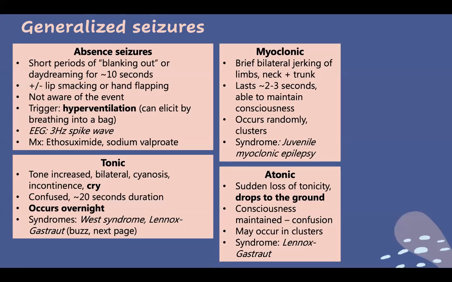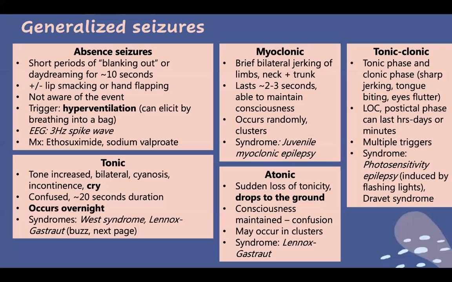So sudden loss of tonicity, drops to the ground. I mean, that would be awful, but in an exam question, it is easy to identify. And tonic-clonic, which is what the general public knows to be a seizure. So this is the tonic phase and the clonic phase, where you have the tongue biting, the eyes fluttering, that post-ictal phase, loss of consciousness, multiple triggers.